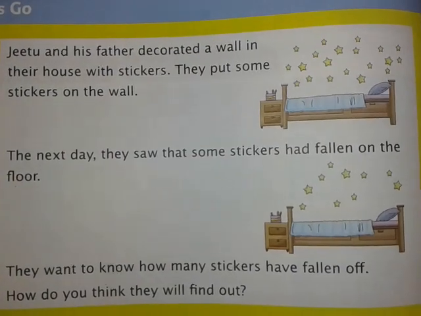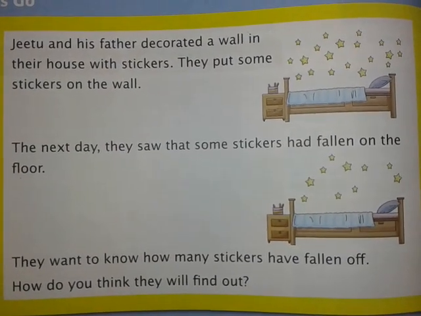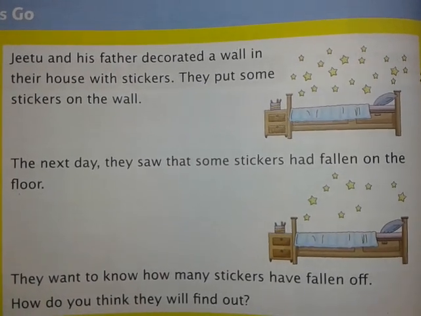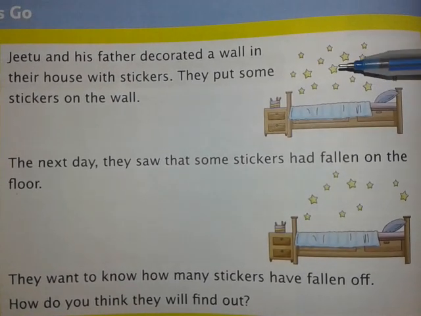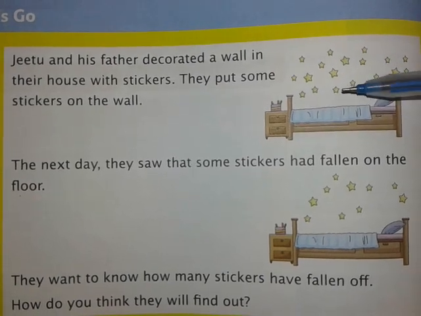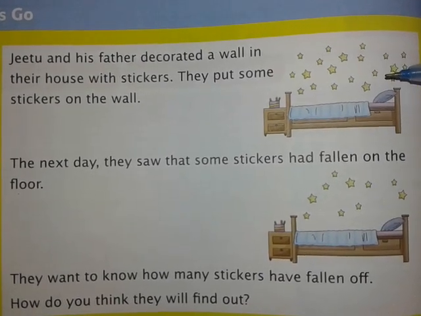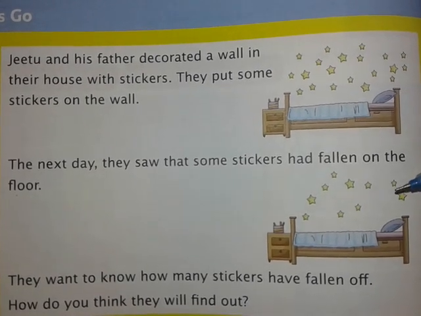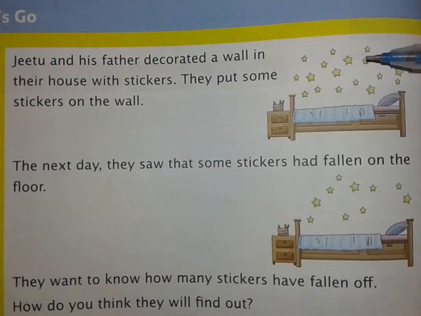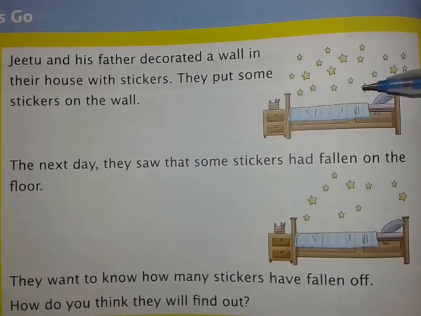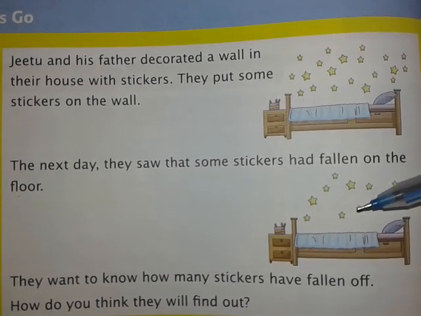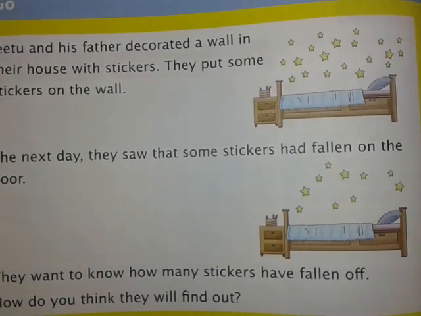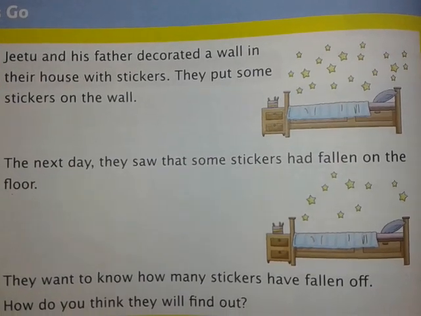Now you can see, children, without counting the stickers fallen on the floor, we can find out how many stickers had fallen. Look at the pictures. In this picture, you can see the number of stars stuck on the wall is more than the number of stars on this wall. So if we count the number of stars on this wall and subtract the number of stars on this wall, we will get to know how many stars had fallen off.